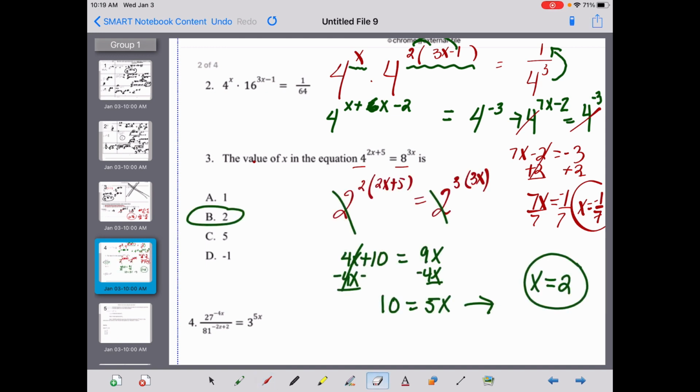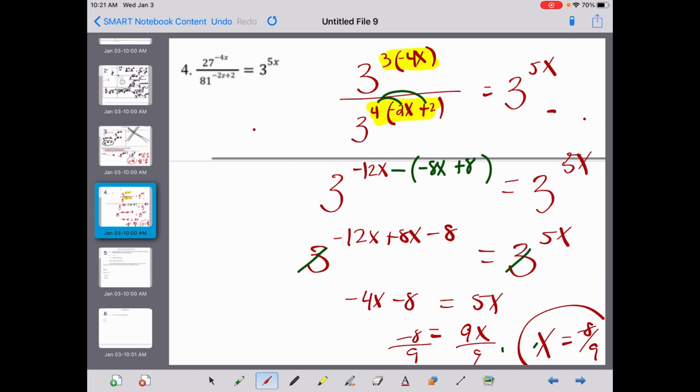So you should have been able to rewrite 4 as 2 squared and 8 as 2 to the third, and then the bases would cancel, and again, you have an equation you can solve. Go ahead and try the next problem on your own. Go ahead and check your answer. Key thing here was you had a fraction. Once you created the same bases, you were able to subtract the numerator minus the denominator. Then once you have that done, you can cancel out all of your bases.